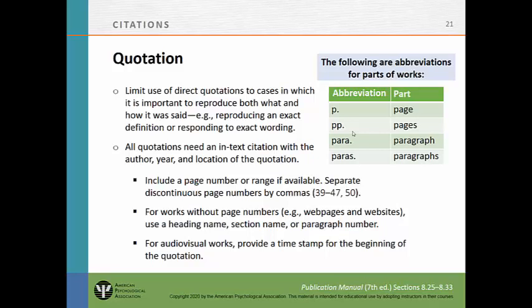If the quote goes from one page to another without interruption, or the material you're talking about does, you use a dash. But if you're using discontinuous pages, you separate those with a comma. So in this example, these page numbers are everything from 39 through 47, but we're not talking about pages 48 or 49. We are talking about page 50. Okay. If you're citing an audio-visual work like an audio recording or a YouTube video, instead of page numbers or paragraphs, you use timestamps so that people can find this material easier.